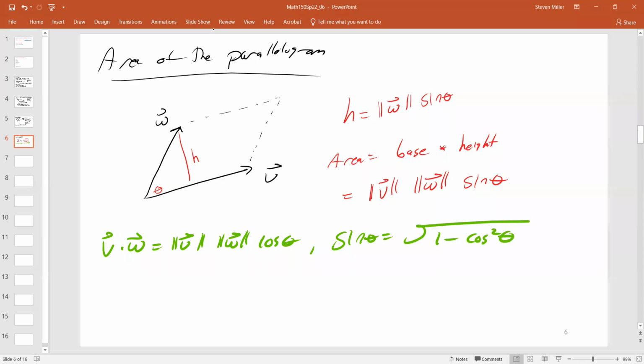So we can now put this in. And we can look at the length of V times the length of W times sine of theta. We bring that inside. And so we get the square root of the length of V squared, the length of W squared, minus the length of V squared, the length of W squared, cosine squared theta. That's going to just be V dot W squared. And so when we substitute in, this is what we get for the area. And this is an expression that we can actually work with.